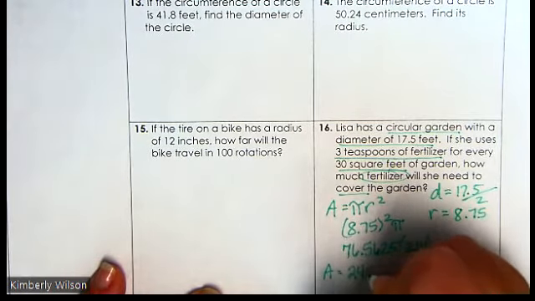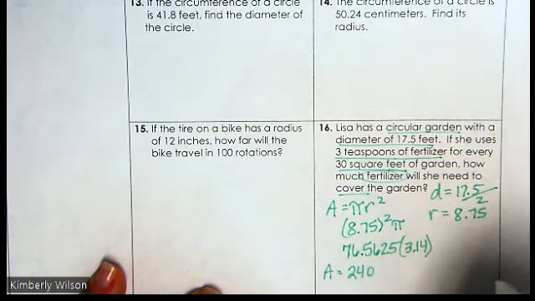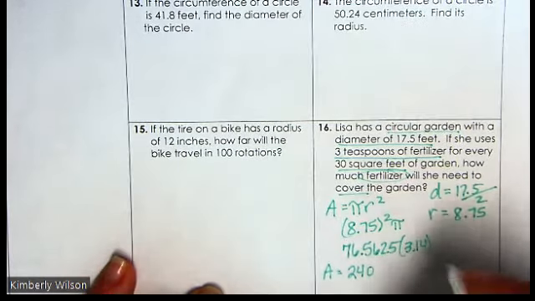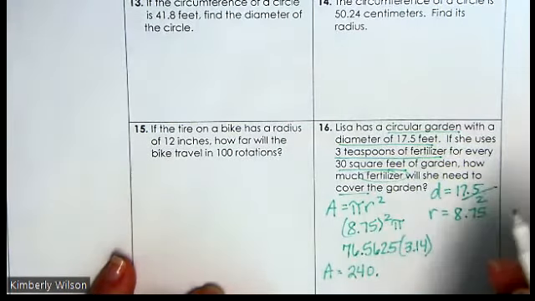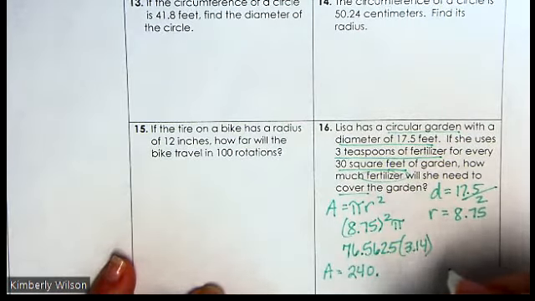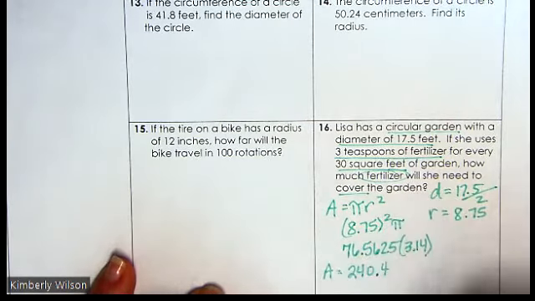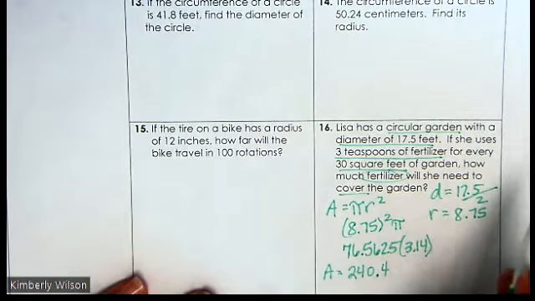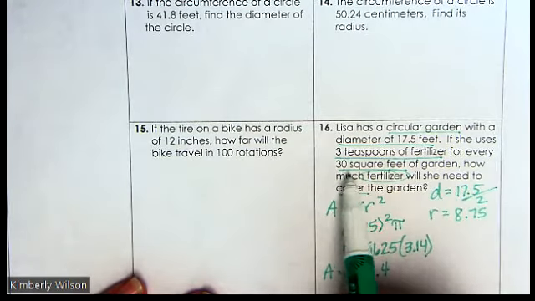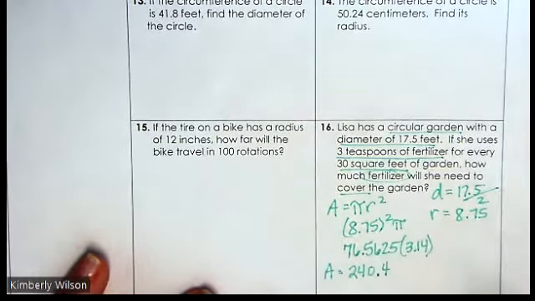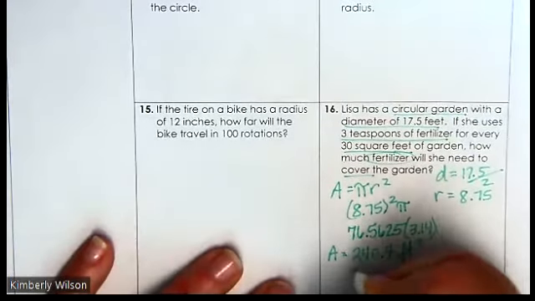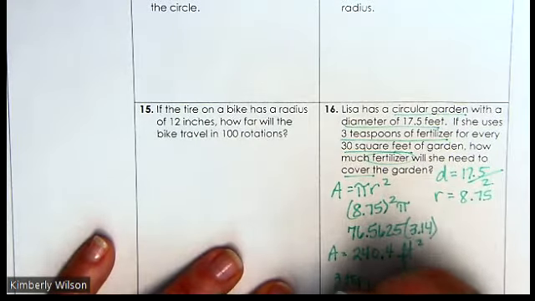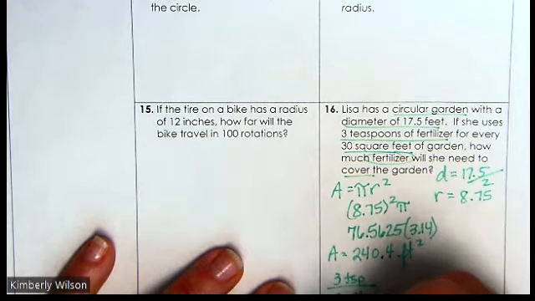My area is going to be, we're rounding to the tenths, so this is 240. Oh, not 240. Wait a minute. Yeah, 240 point, it's using the pi, 0.4. But it says 3 teaspoons for every 30 square feet. That's a ratio, guys. What are my units here? This is feet squared. So I have 3 teaspoons for every 30 feet squared.